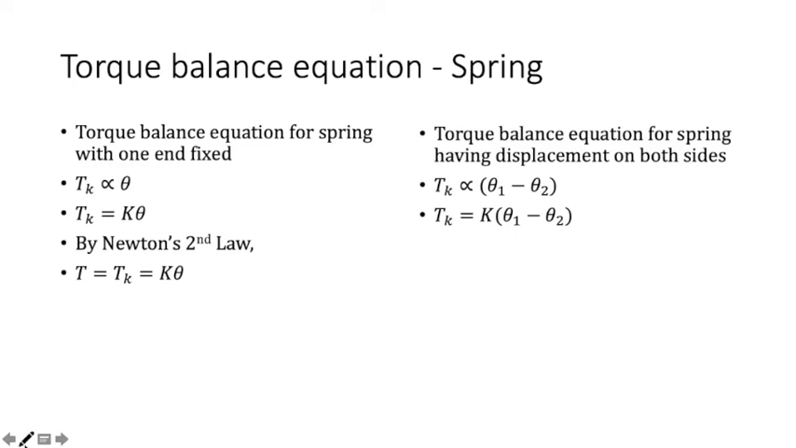So removing the proportionality and giving the equality sign, we have Tk is equal to K into (theta 1 minus theta 2). By applying Newton's second law, again applied torque will be equal to opposing torque.